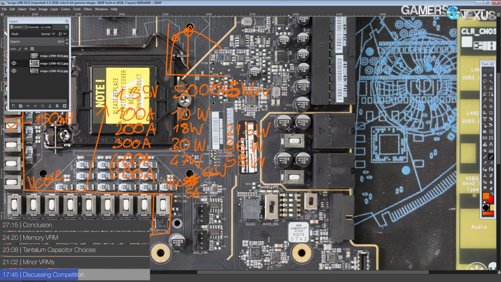At 200 amps, the top end MSI and Gigabyte boards would do 16 watts for the 200 amps, 24 watts at 300 amps. And that's if they shed the phases. So that would be running in 12 phase mode.